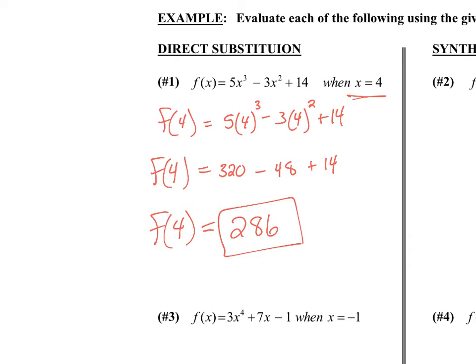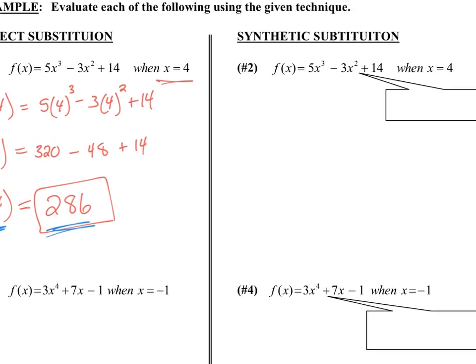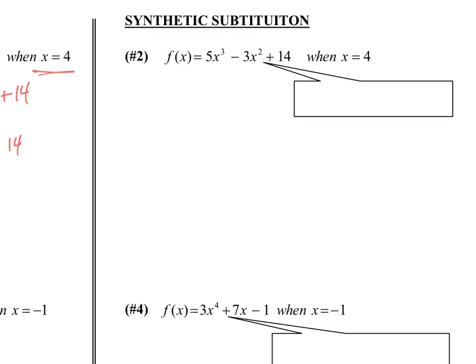And just a reminder, we don't have to solve for f. We're not dividing by 4 here. This means when you put in 4, you get 286. It's input-output. What's new is synthetic substitution. This is different. This is new for us.